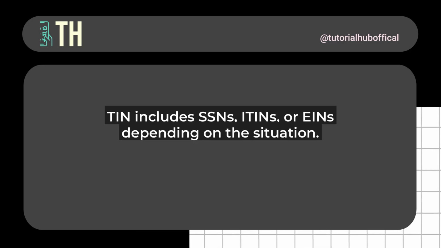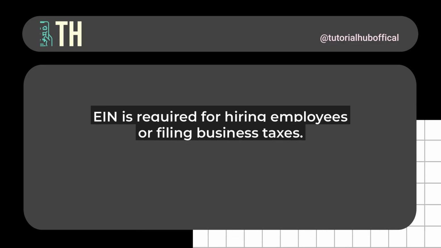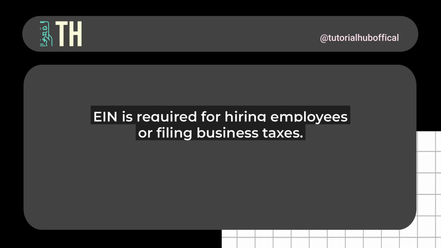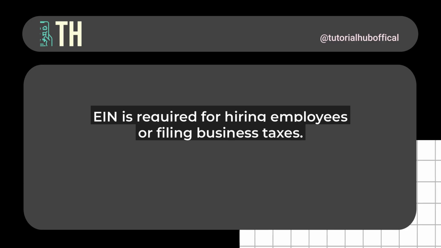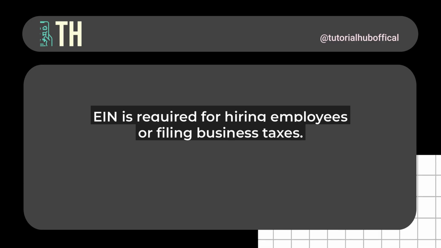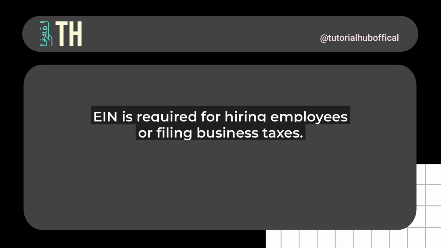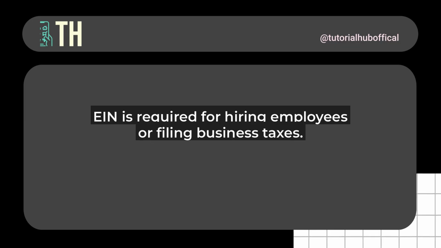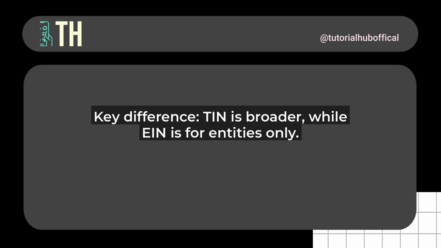Now, let's talk about EIN. EIN means Employer Identification Number, and it's specifically designed for businesses and other organizations. Think of it as a social security number for your company. If you're starting a business, hiring employees, or dealing with payroll, you'll likely need an EIN. It's a 9-digit number issued by the IRS, and it's required for things like opening a business bank account, filing business taxes, or applying for licenses.